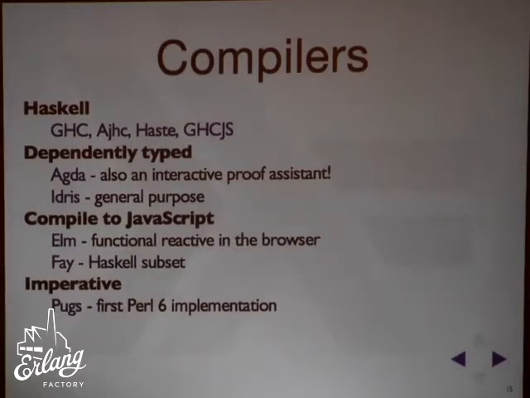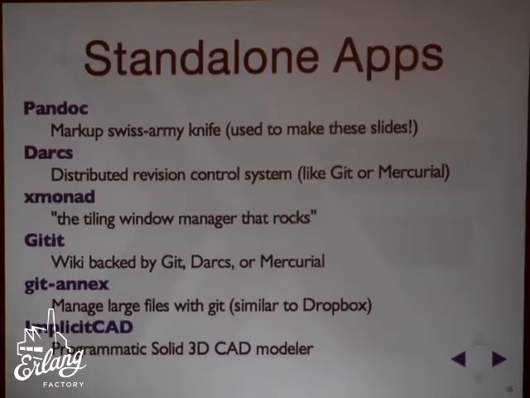And Haskell's bread and butter is really compilers. Essentially all the Haskell compilers are written in Haskell: GHC, AJHC, the Haskell to JavaScript compilers. Some more researchy programming languages are also implemented in Haskell: Agda and Idris, some compiled to JavaScript languages. And because Haskell is so good at writing compilers, they even made a Perl compiler, the first Perl compiler in Haskell, because it was probably the only thing that they could reasonably implement it in at the time.